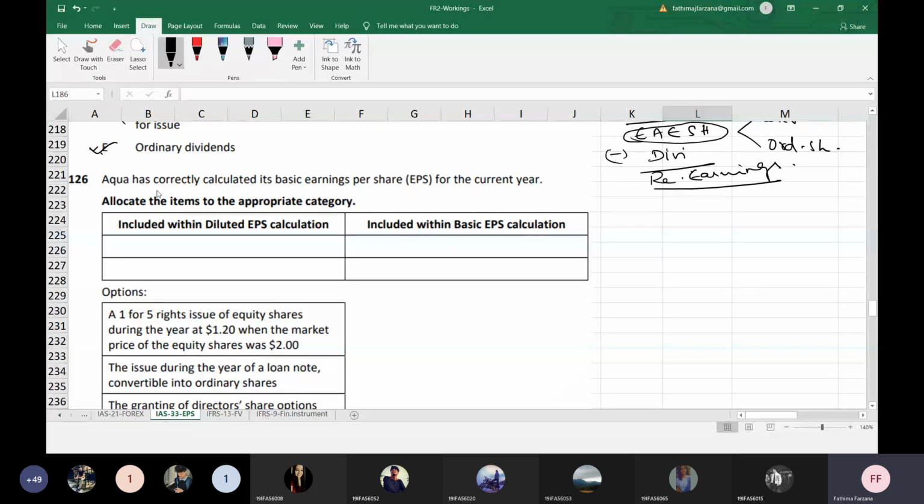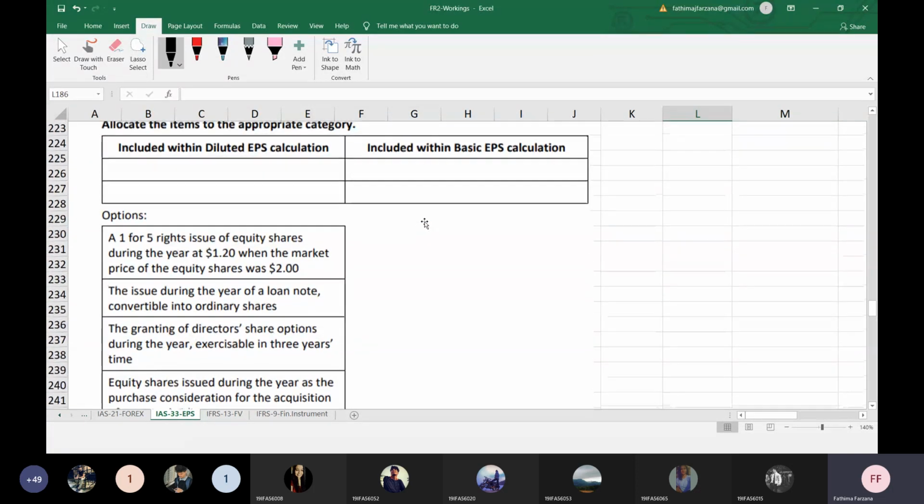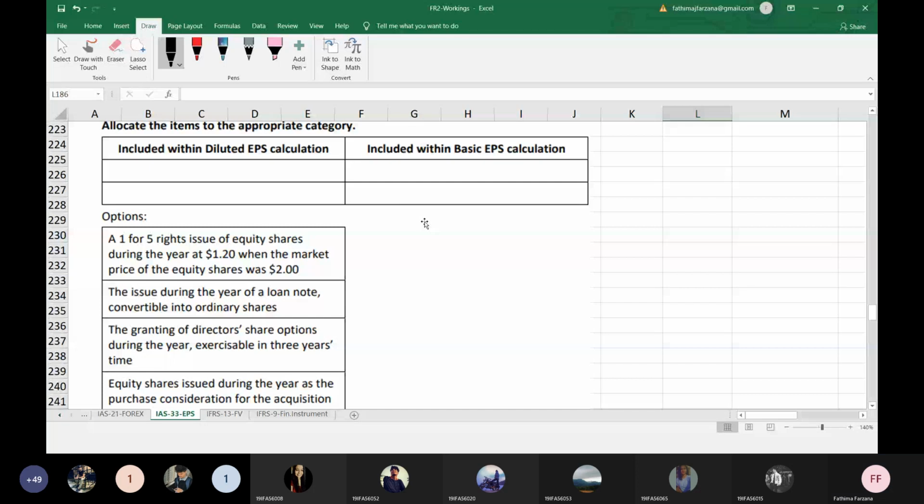Problem number 126. Aqua has correctly calculated its basic earnings per share, normal EPS, for the year. Allocate the items to the appropriate category: included within diluted EPS, or included within basic EPS. So you know what a diluted EPS is? What will be there in diluted EPS? Options, warrants. I can call it the convertible portion. Am I right? Yes, ma'am. Okay, so let's see one after the other. And what will be coming in basic EPS?